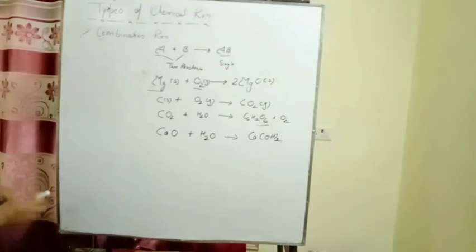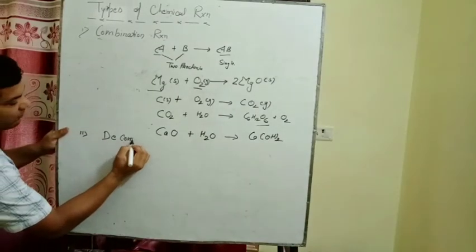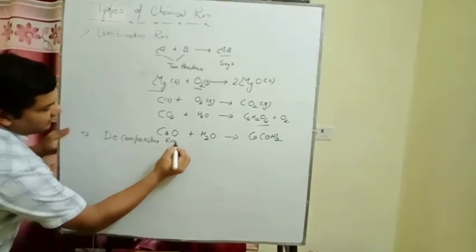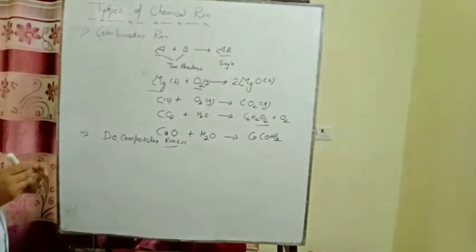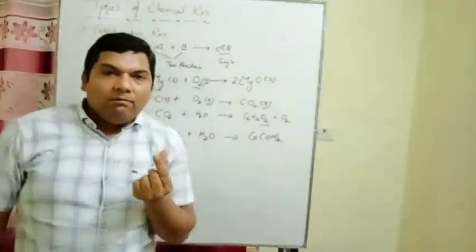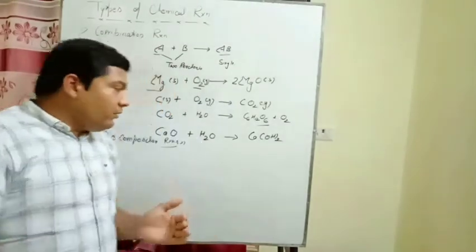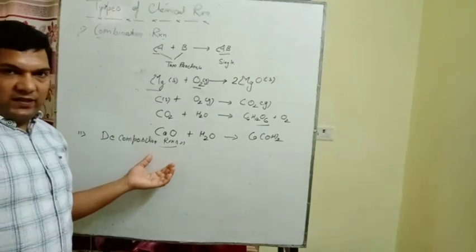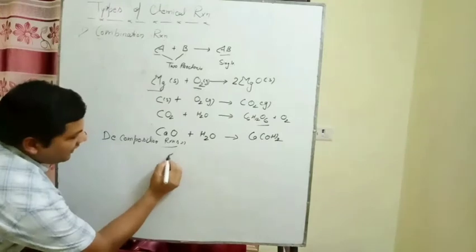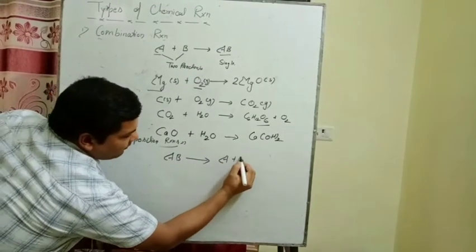Next one is decomposition reactions. This is just opposite to that of combination reactions. Here we were combining two different things, but in decomposition reactions, we will decompose a single entity into more than one substance. So it is just opposite to the combination reaction. AB will give you A plus B.